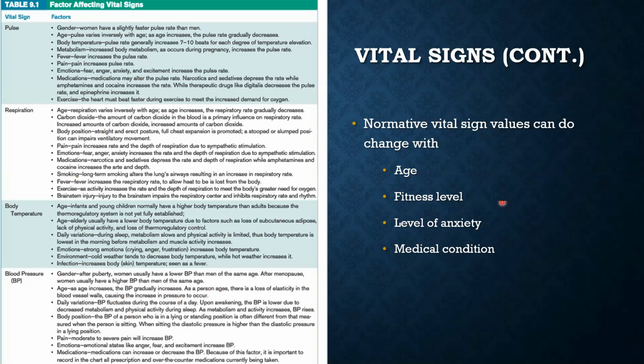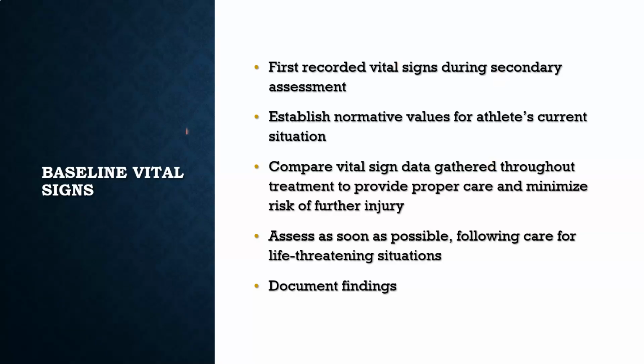And this is why we will look at what we call baseline vital signs. The baseline vital signs are the first vital signs that are assessed during the secondary assessment. And this will establish those normative values for the athlete's current condition. We can compare those to normal values as well as any documentation we have of previous readings. But what we can do then with that is monitor change.